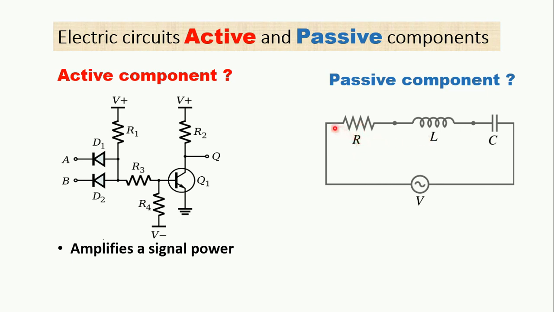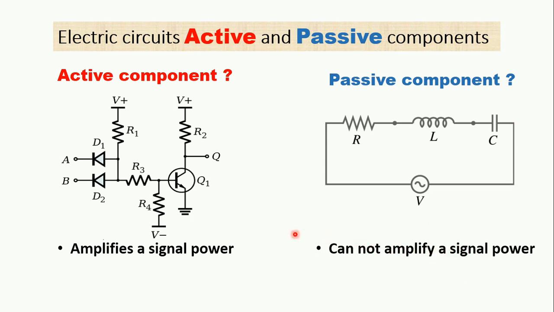In fact, the current passing through this resistor has caused a voltage drop across this resistor. So if this is a 10 volt power supply, after this resistor it might be 8 volts only. And maybe after this inductor there is also some voltage drop across this inductor, then it becomes maybe 5. And again, similarly, after this capacitor, from 5 to the ground. So this cannot amplify a signal power.